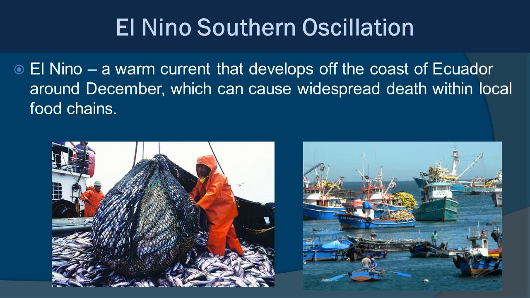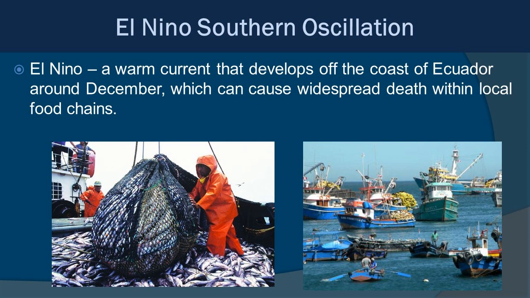Now, this concept of upwelling is really important when we're talking about El Nino or the Southern Oscillation. El Nino refers to the situation where a warm current develops off the coast of Ecuador, usually around December, which can cause a widespread death in the local food chains.